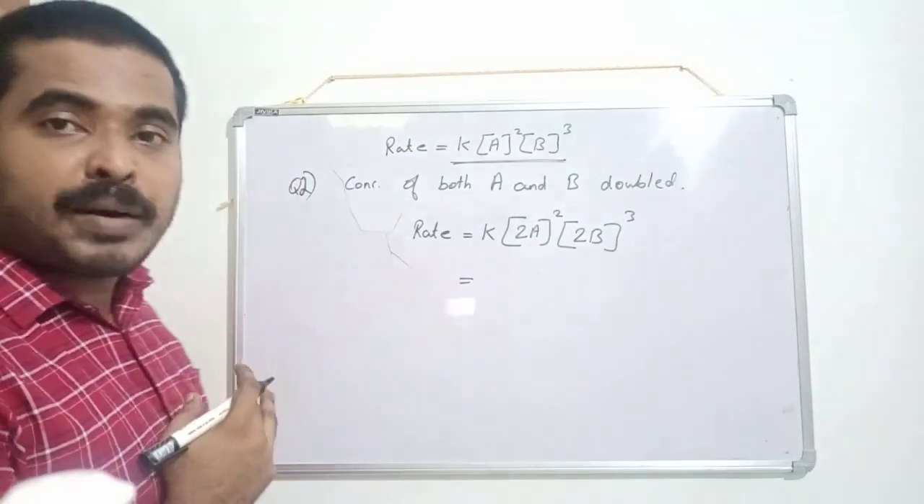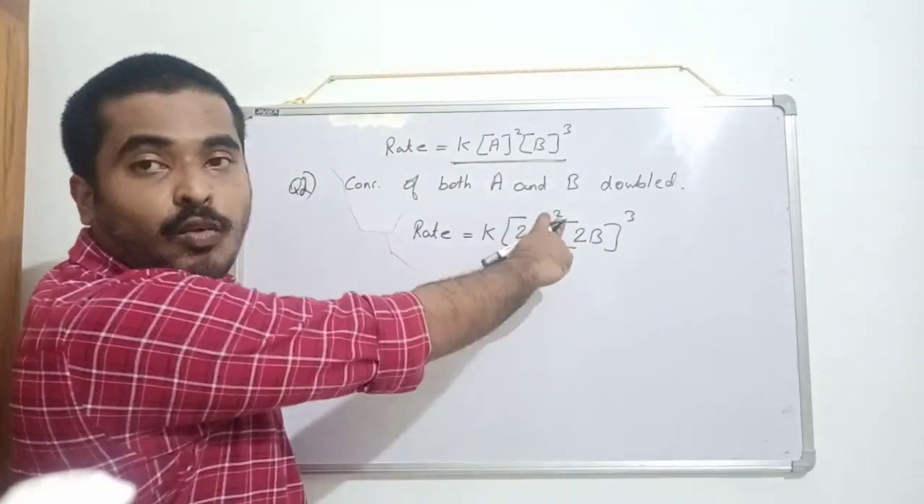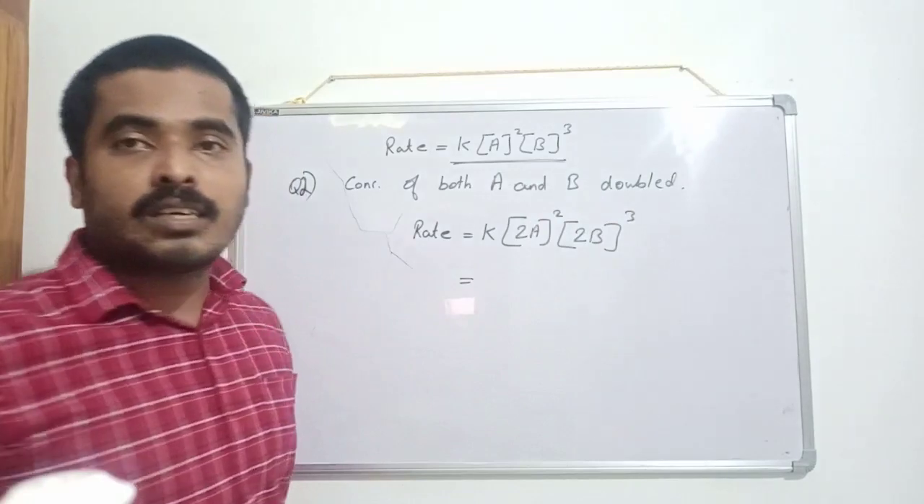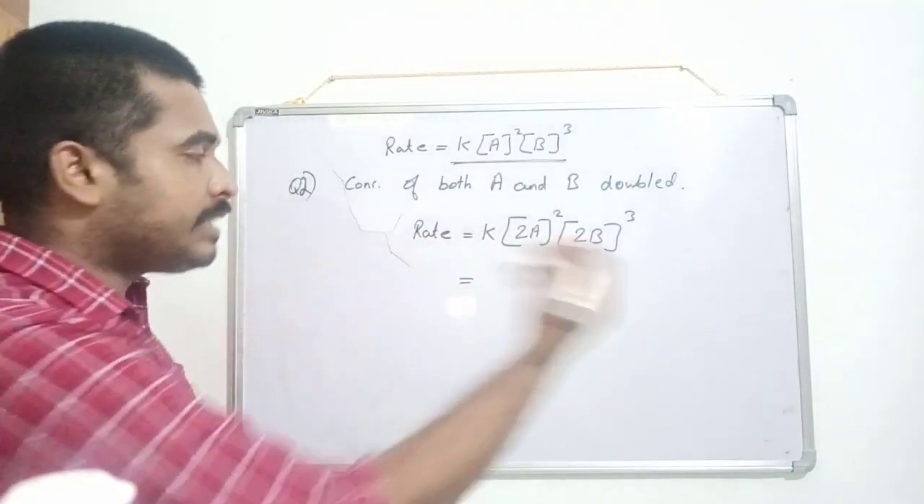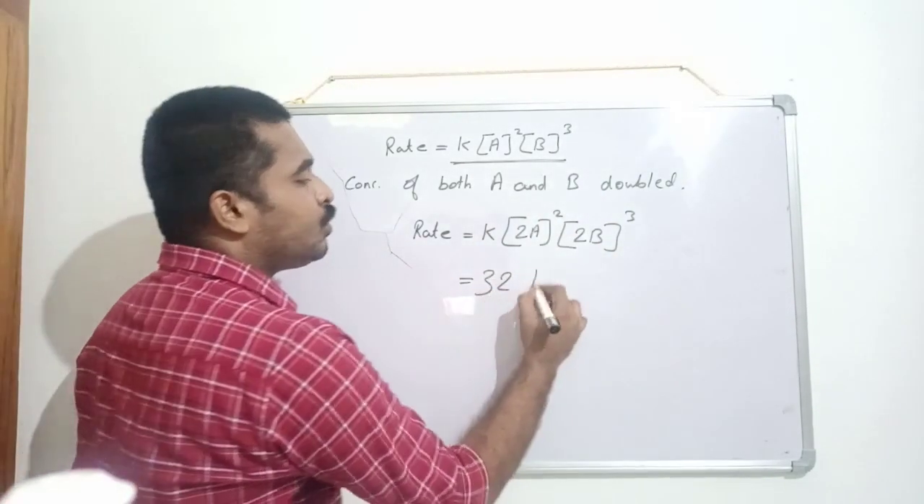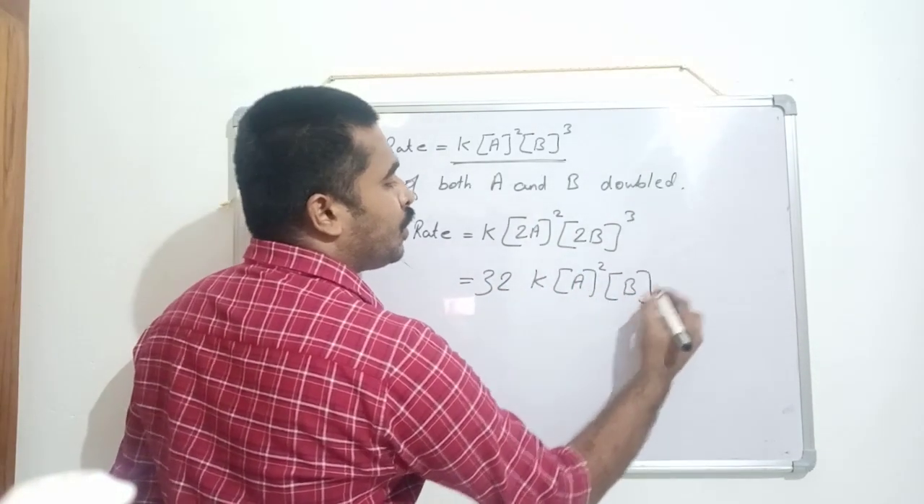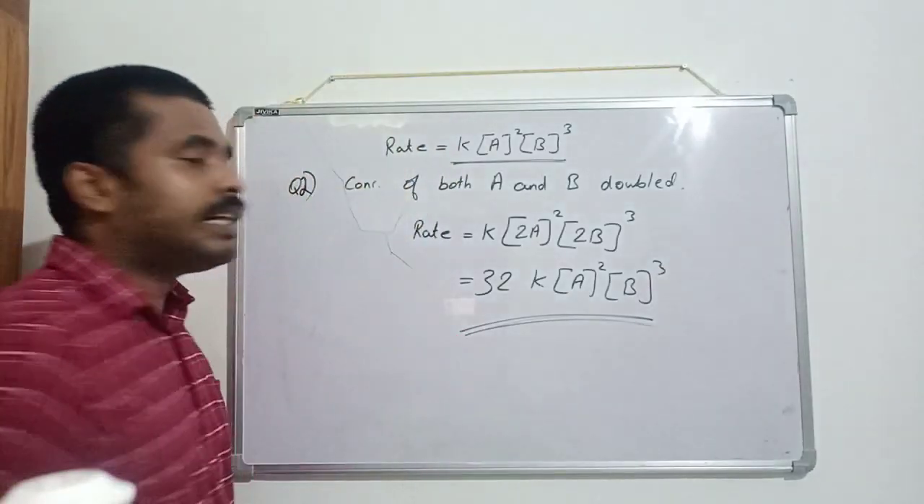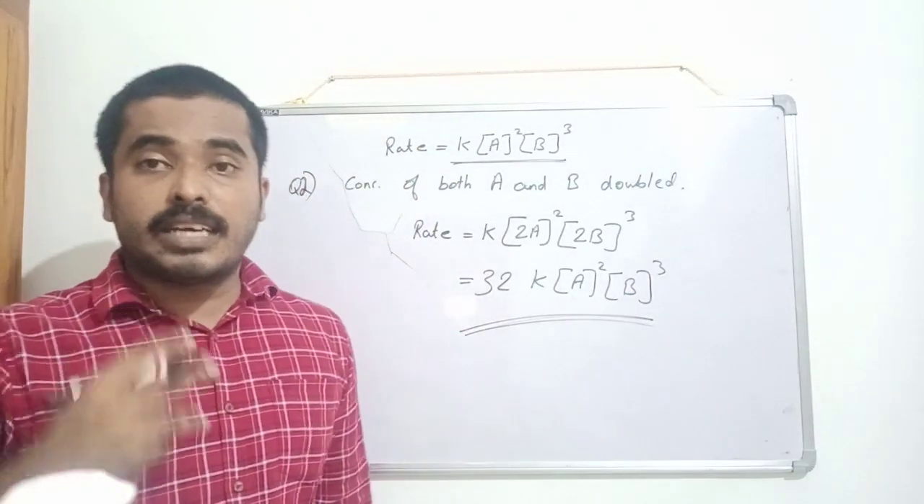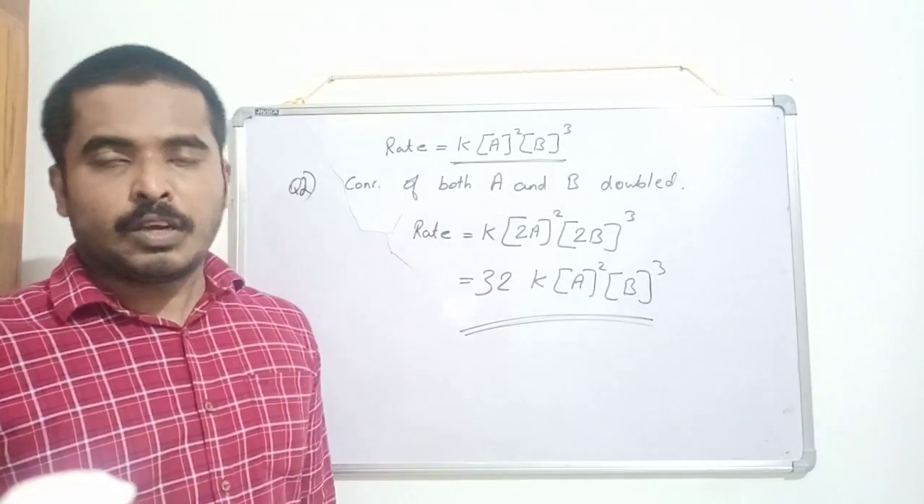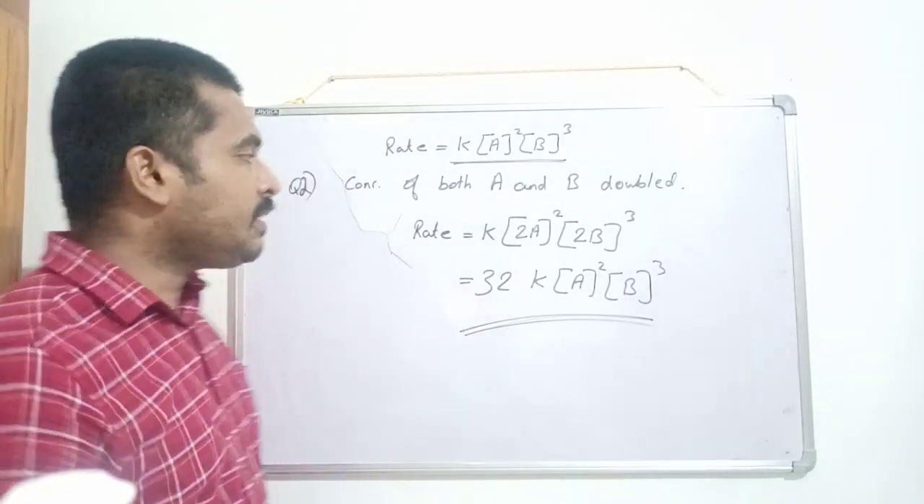Now what we need to do? Take the numerical part outside. 2 square is 4. 2 cube is 8. 4 into 8, 32. Take that 32 outside. 32 into K into A square into B cube. That is, rate increases by 32 times. One more question, one last question.